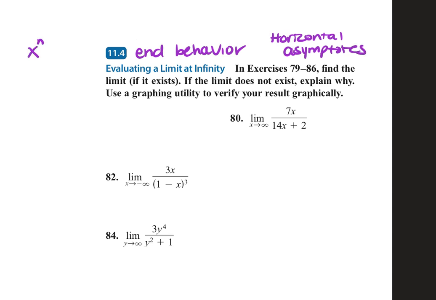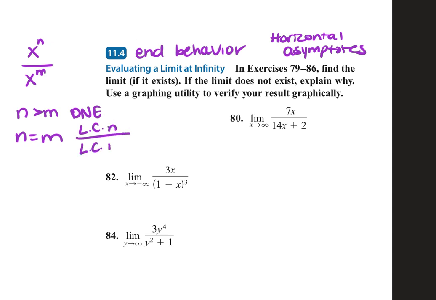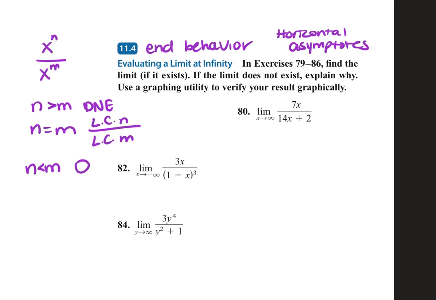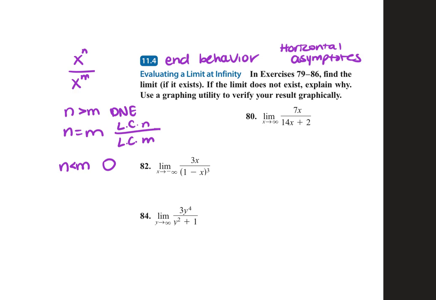N is highest exponent in the numerator, m is highest exponent in the denominator. If n is greater than m, the limit does not exist because there's no horizontal asymptote. If n is equal to m, then it's the leading coefficient of your numerator over the leading coefficient of your denominator. And if n is less than m, then the limit is 0, because that's where your horizontal asymptote would be. Questions on that one?